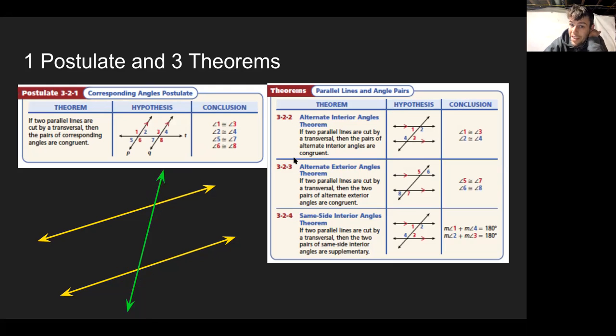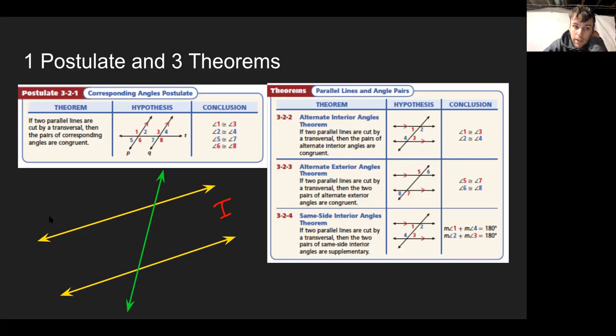Then we have alternate interior angles. So this is our interior space in between the parallel lines. Alternate interior angles are angles that are on different sides of the transversal. That's the alternate piece. And then interior, they're between the lines. So these two angles would be alternate interior. Or these angles here could also be alternate interior. Those angles are going to be congruent when we have parallel lines.